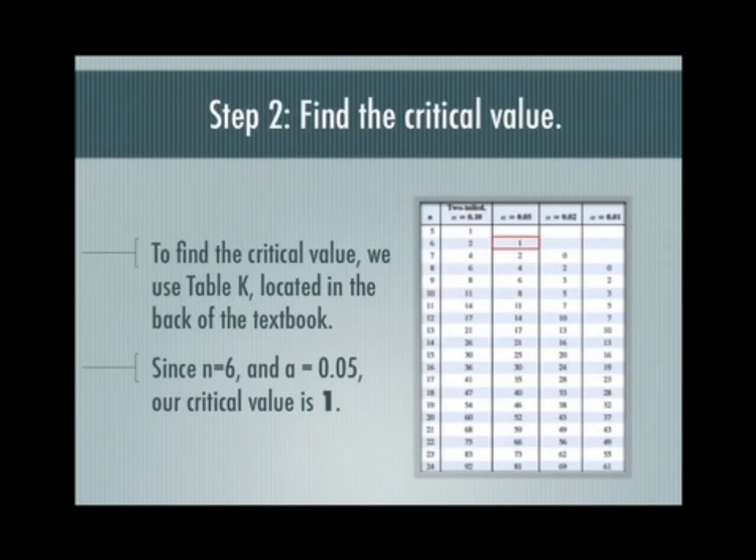For step 2, we need to find the critical value from table K. Table K is located in the back of your book and is illustrated in the table shown on the slide. With n equals 6 and alpha equals 0.05, we can determine that our critical value is 1 as shown on the table.